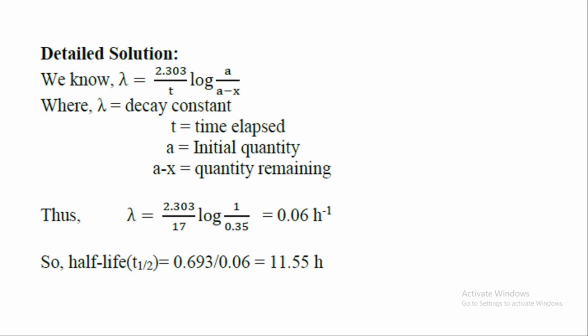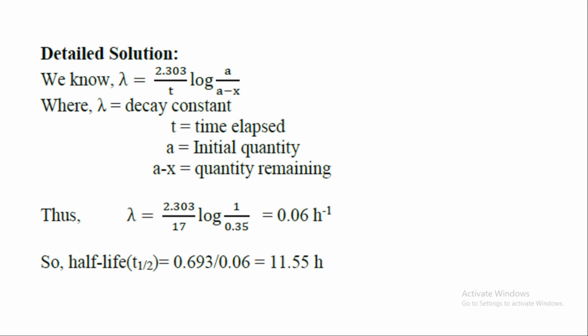So for that we can multiply it by 2.303. So lambda is the decay constant, t is the time elapsed, so time is given as 17 hours. A here is n0 basically. N0 is the initial quantity and n is the final quantity. So you can find the lambda. Once you find the lambda, you can easily substitute the value of lambda in the formula of T half.